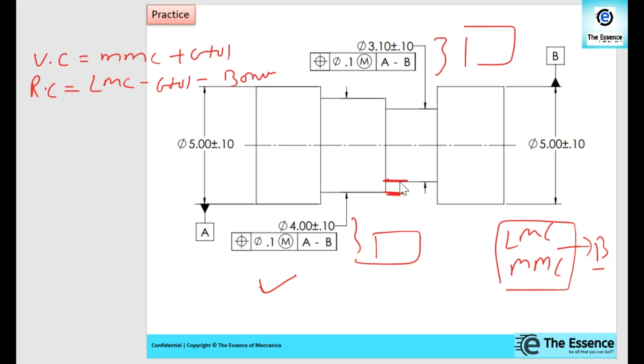Loop would be easy, right? I am interested in this gap. I will go up and I will go down, closing the loop A and B. In this way we can prepare the loop diagram. So please go ahead and calculate this.